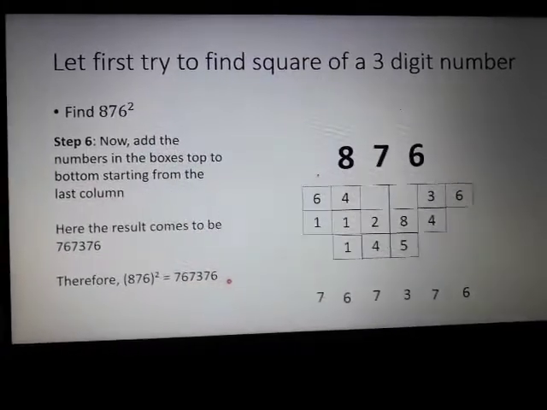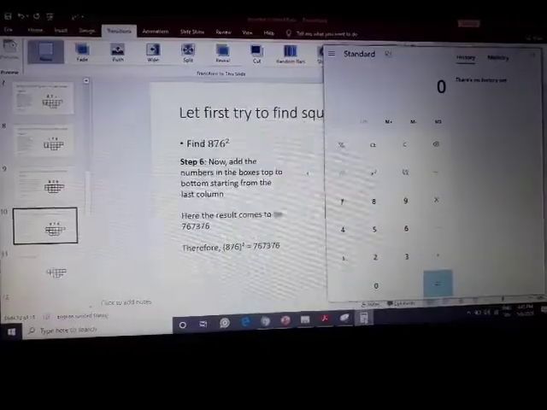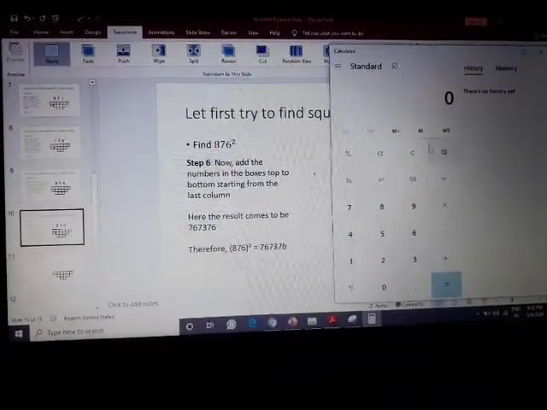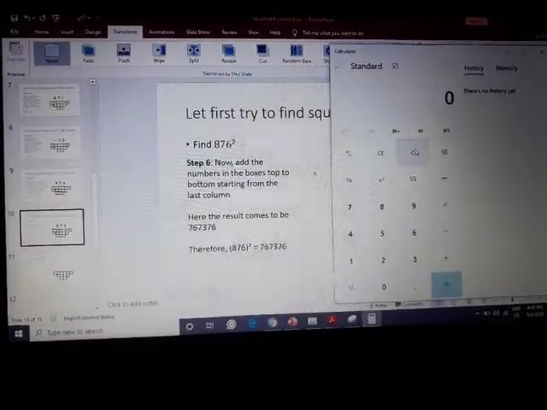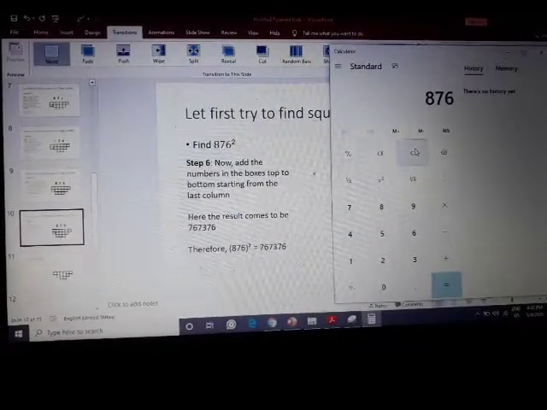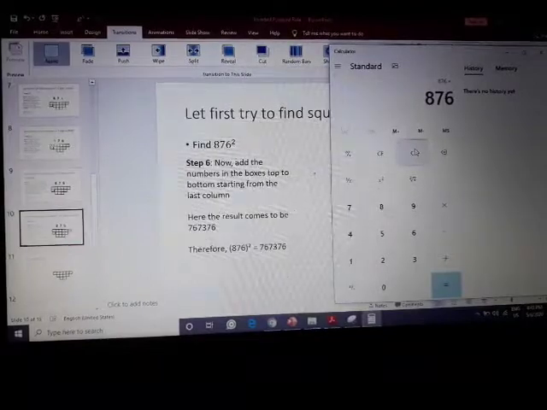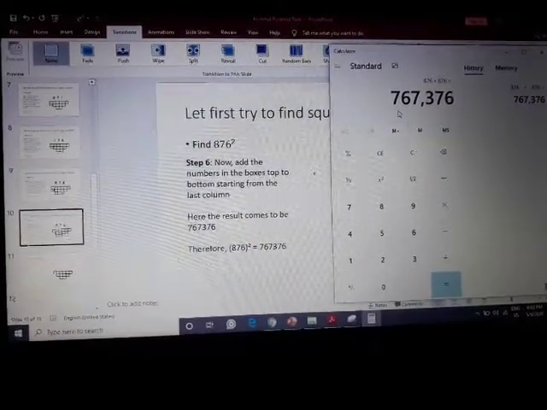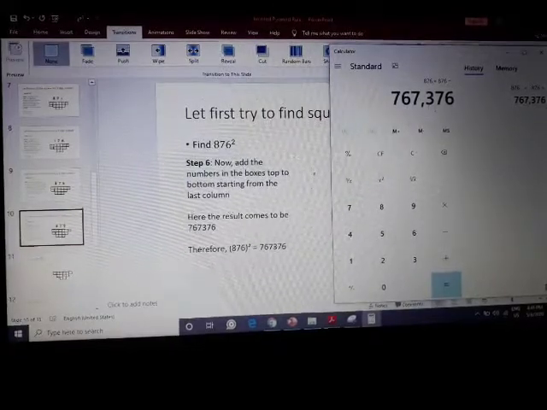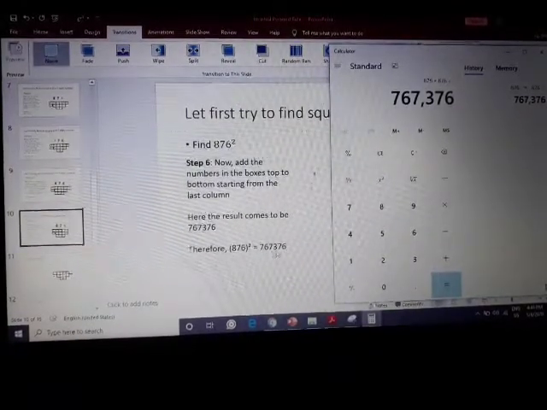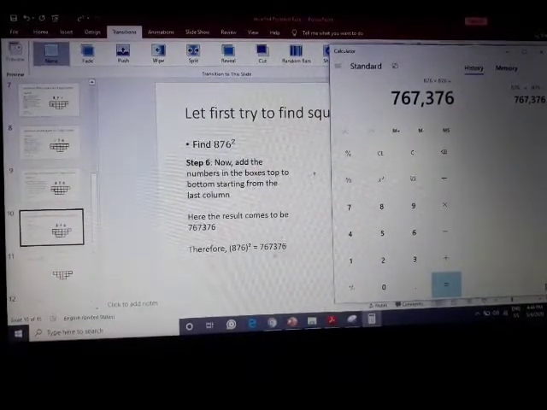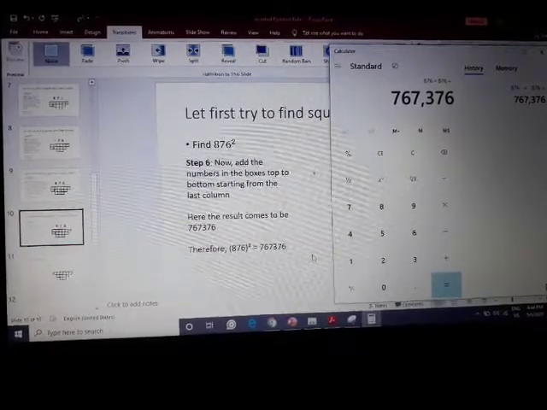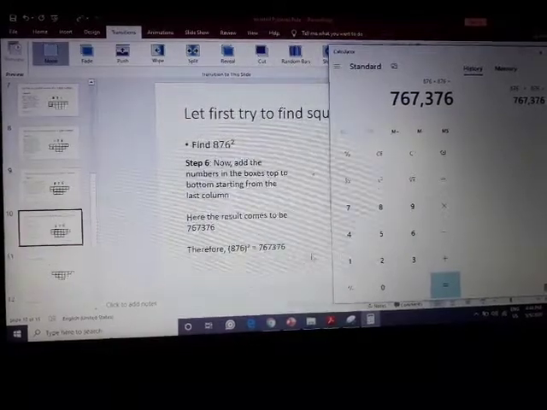Now let's cross check the result with the help of a calculator. So we have 876 into 876 and the result is 767376. So you can see we got the correct answer. Now let's try some practice questions.